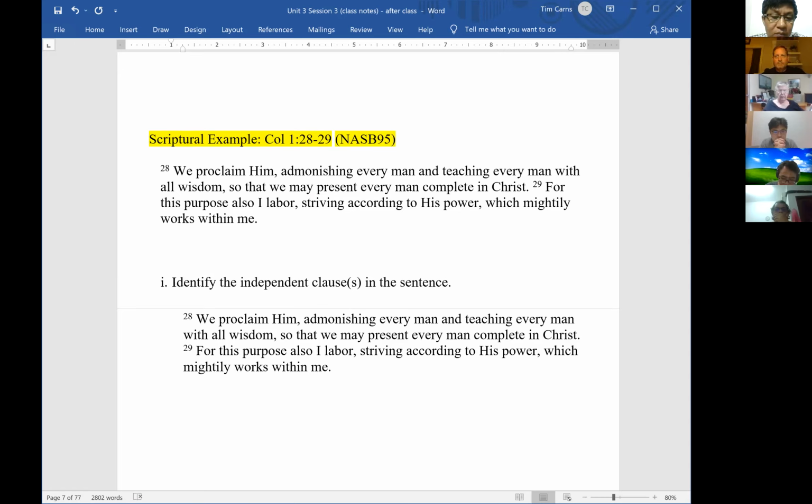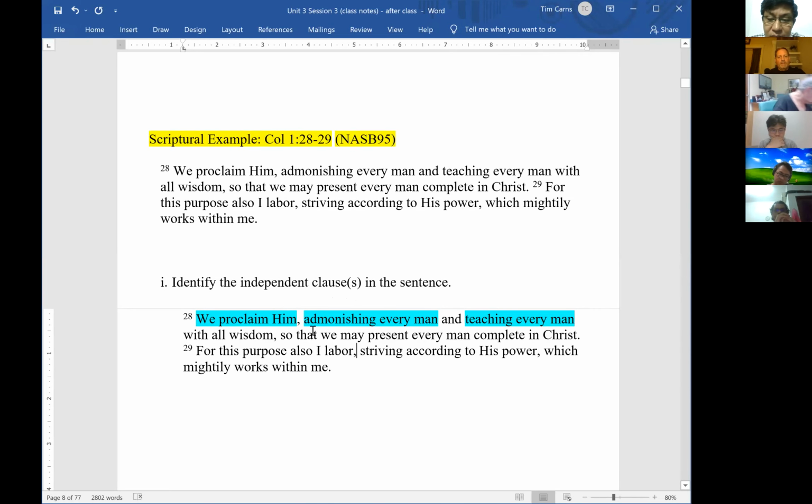Okay, so for the independent clauses, the first one should be we proclaim him. Then the second one is admonishing every man. And the third one is teaching every man. There should be 3 independent clauses. Well, let's look at that. Okay, so you have admonishing every man and then teaching every man.